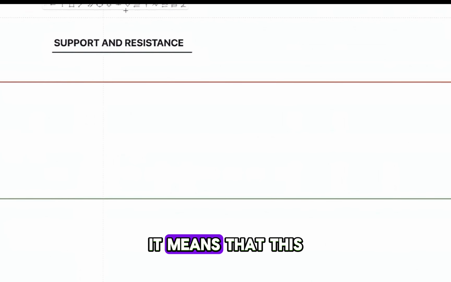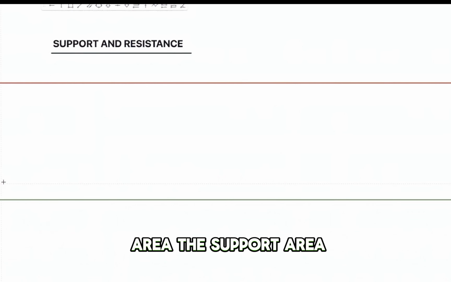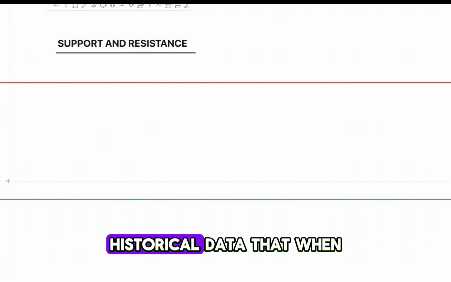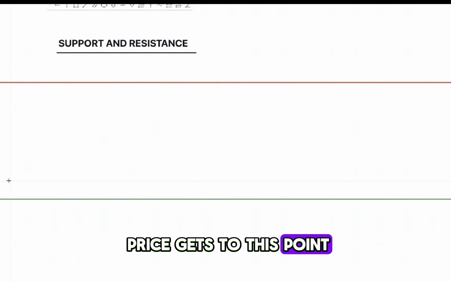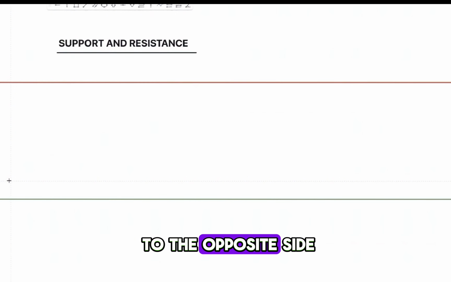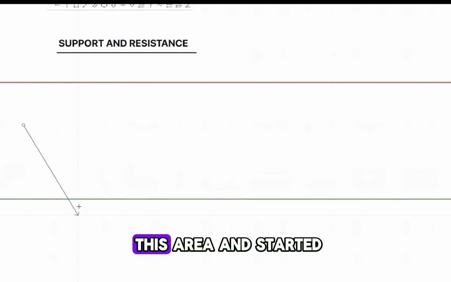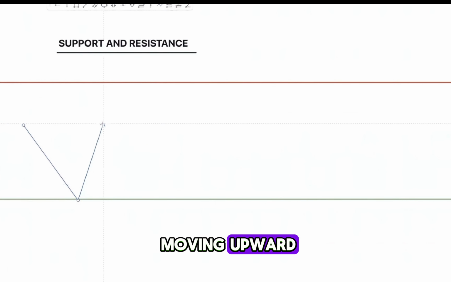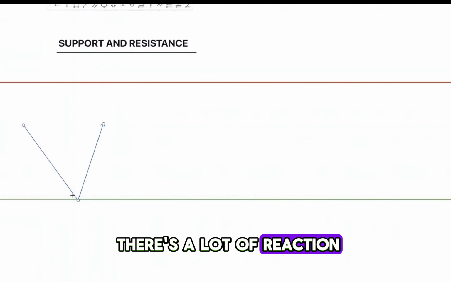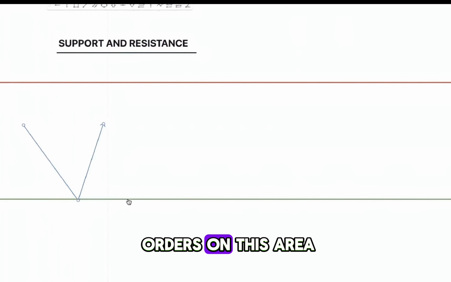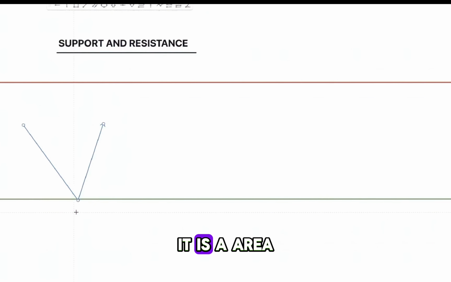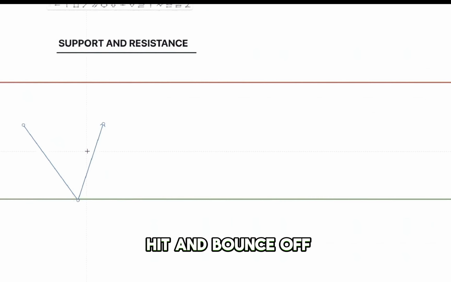So this is what it means. It means that this area, the support area, has been an area where price has shown historical data that when price gets to this point, it tends to hit this area and start moving back to the opposite side, which means it tends to hit this area and start moving upward. That's what it means. So it means that there's a lot of reaction, a lot of buy orders on this area. That's why it's called a support. So it is the area where price tends to hit and bounce off back upward.